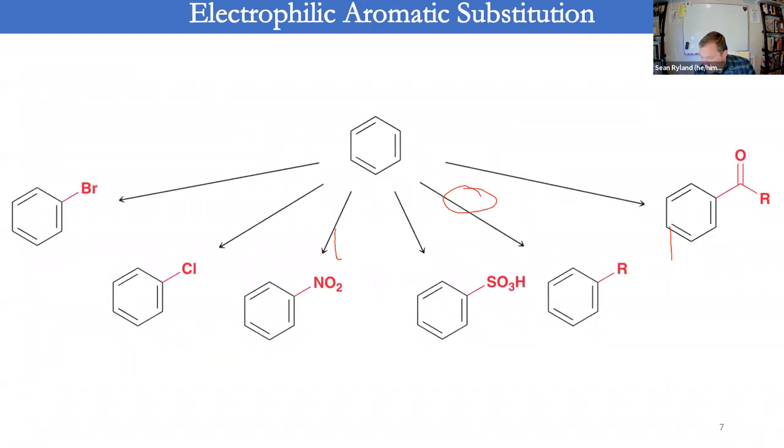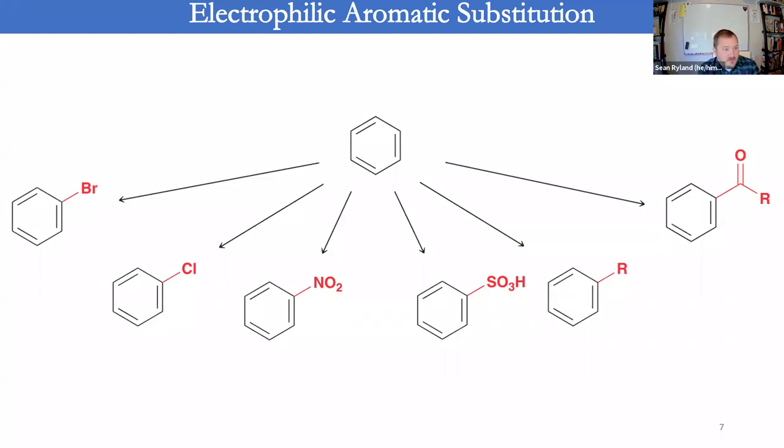And we can see that a variety of reactions are similar here. You can replace a hydrogen on a benzene ring with a bromine, with a chlorine, with a nitro group, with a sulfur group. We can even do it with an alkyl group or a ketone. So we have a whole range of ways we can now add functional groups to benzene rings.